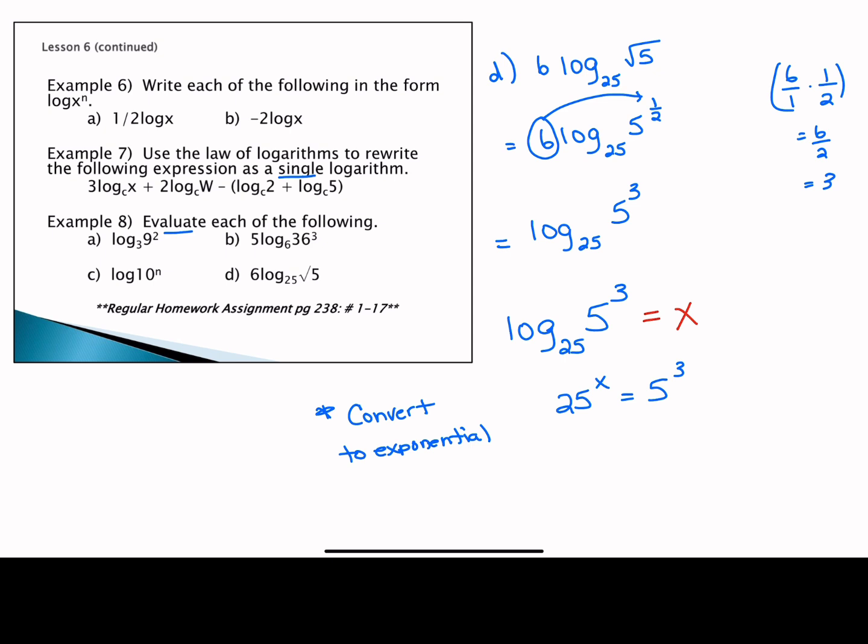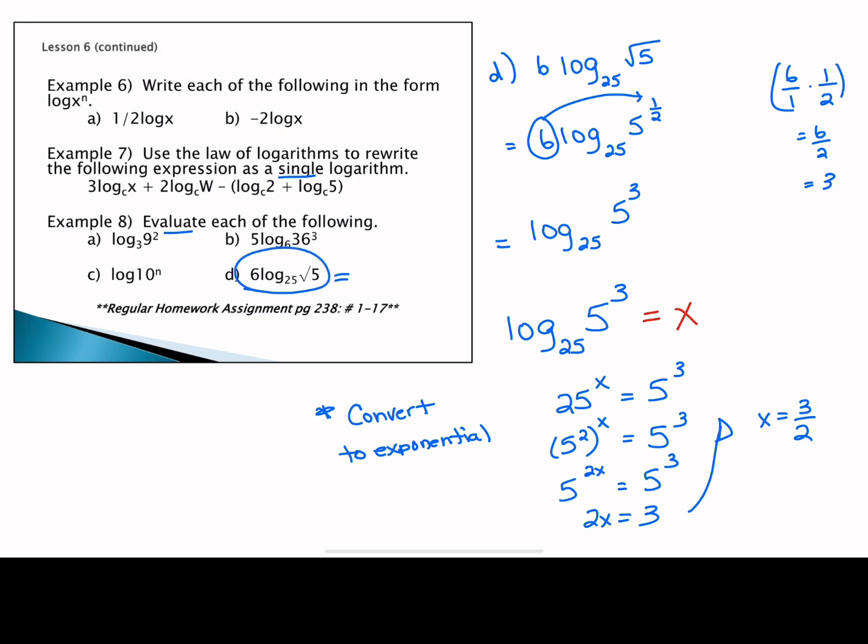So I have a base 5 on the right side. On the left, it's almost base 5. We can just rewrite that as 5 squared. 5 times 5 is 25. Still raised to the power of x. That's equivalent to 5 to the power of 3. So if I clean up those powers, we have 5 to the power of 2x equals 5 to the power of 3. And now that our bases match, we can ignore them and say, in this case, 2x must be 3. So from here, if we divide both sides of our equation by 2, we get an x value of 3/2. So if I were to evaluate 6 times log base 25 of root 5, my final answer would be 3/2.